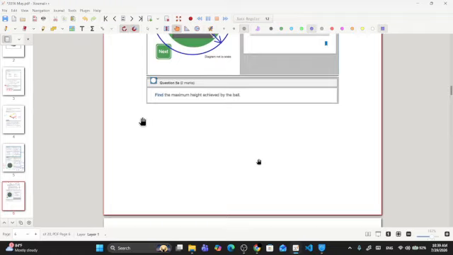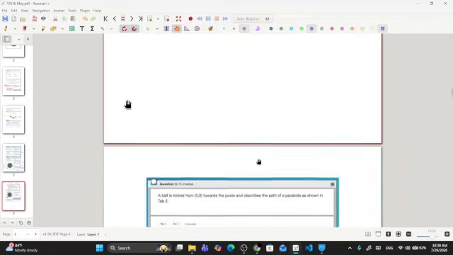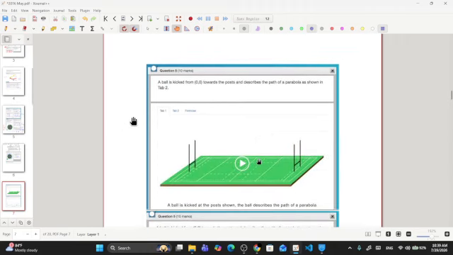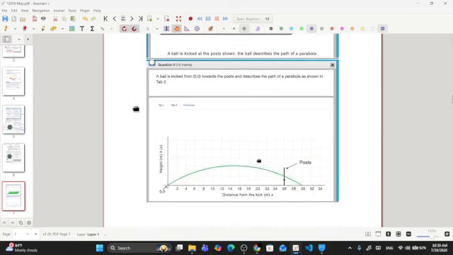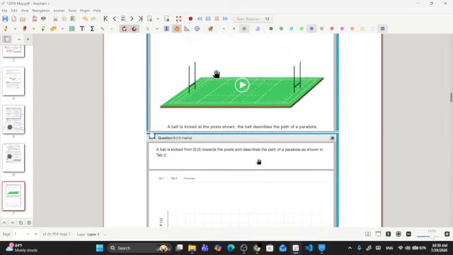Find the maximum height achieved by the ball. Okay, this was somewhat of a difficult question to understand, but I'll help you understand it. You don't have to look at this video. Sometimes they make sure that students watch a video, and students tend to think that there might be some valuable information in that video, but essentially it's not always like this.